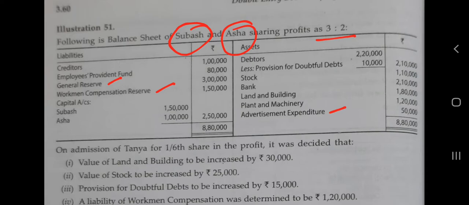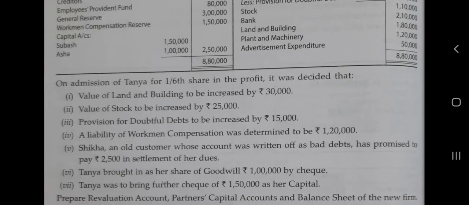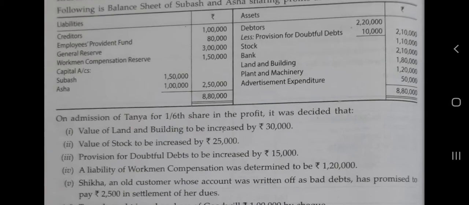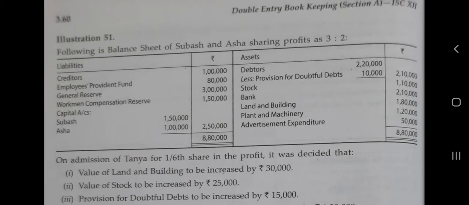Now we have some more points given. A new partner, Tanya, is admitted, and her share is 1/6. With this information we can calculate the new profit sharing ratio. This was the first topic that we discussed, calculation of the new profit sharing ratio. It can be easily calculated. 1 minus 1/6 will be 5/6, and 5/6 will be the remaining share, which will be distributed between old partners in their old profit sharing ratio. In the absence of any information, we calculate the new ratio like this only.